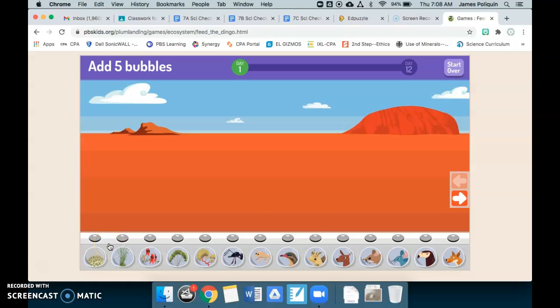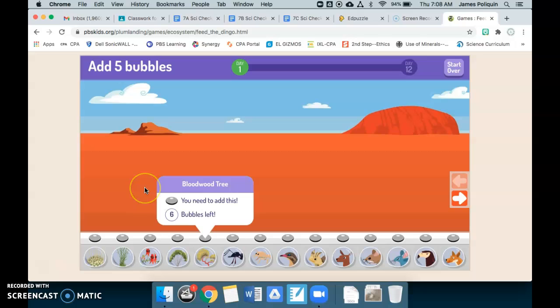Good morning, everyone. So in today's Edpuzzle lesson, we're going to apply what we learned a little bit last week and this week into our Feed the Dingo game. Okay? We know Spinifex grass, never fail grass, Sturt's desert pea, mulga tree, desert bloodwood tree.